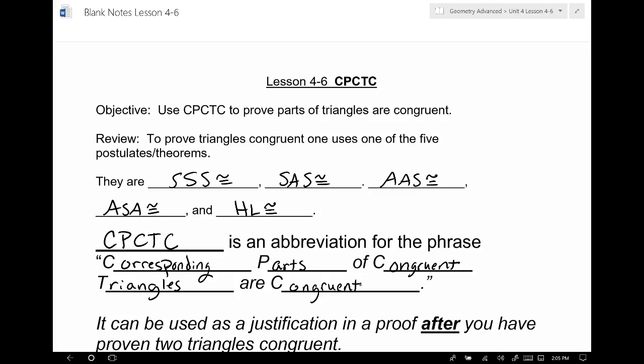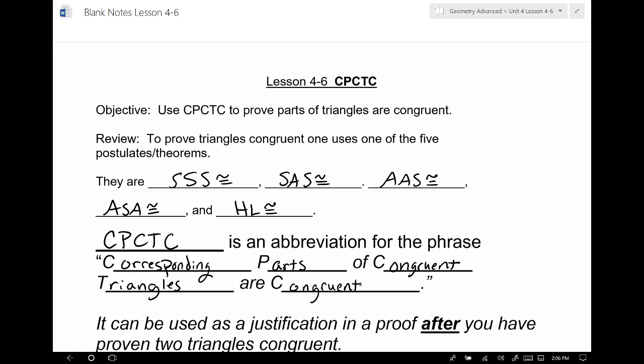Guys, what does CPCT stand for? Corresponding parts of... You guys are bad. Okay, watch your point. You guys are not good at reading or following directions. This is bad. Okay. All right, are you guys ready to go? Are you with me?